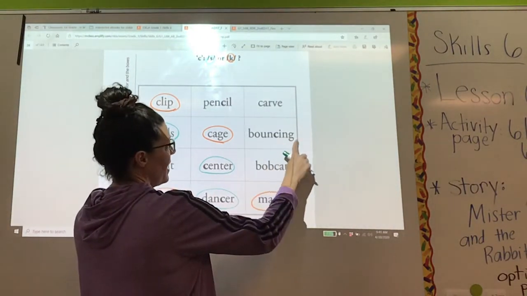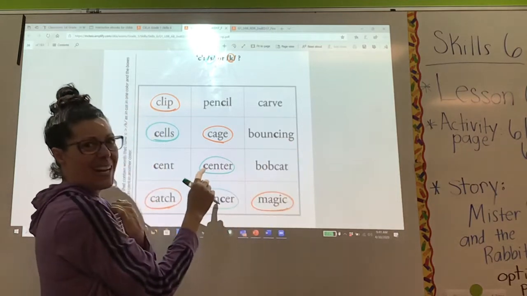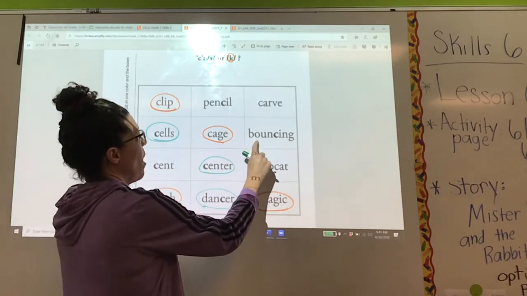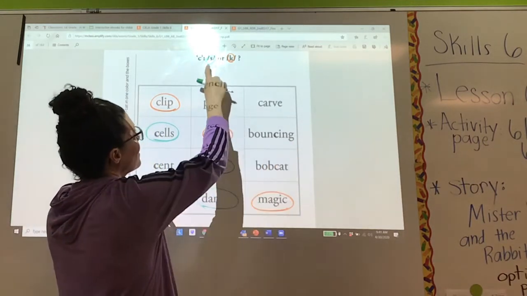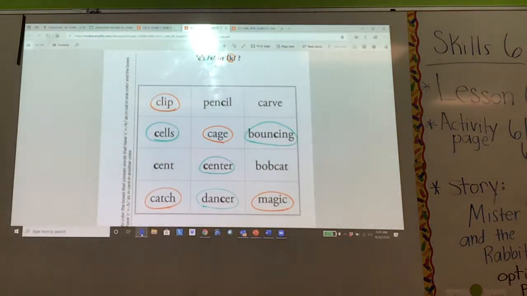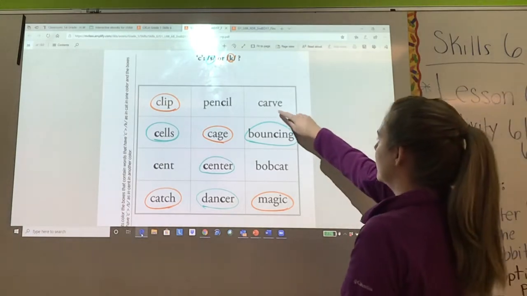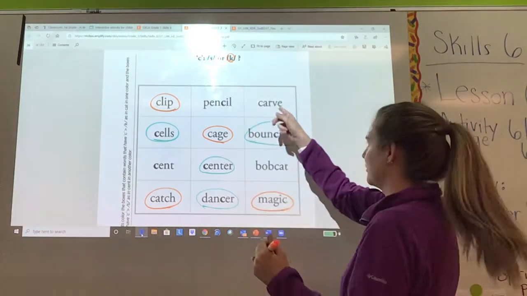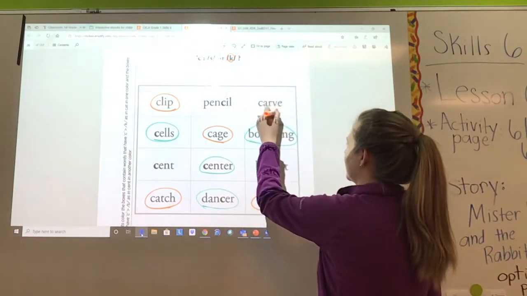We do the ing all the time in our phonics dance, don't we? Bouncing. Ooh, I like that word. I also like the word carve. Carve.